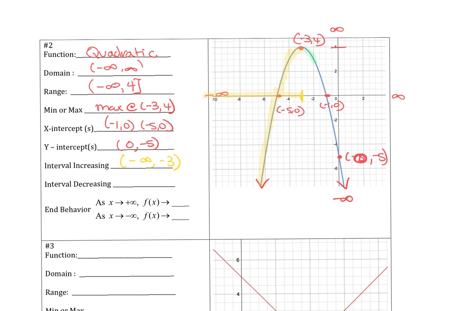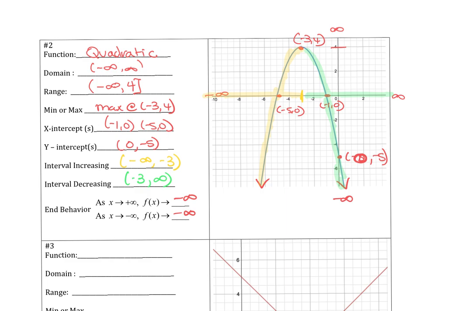And this is where my y values are decreasing, and that's happening here on my x-axis, from -3 to positive infinity. Notice the parentheses at -3, because at -3 on one side my values are increasing, and on the other side they're decreasing. They're not doing the same thing on both sides, so it's going to be parentheses. And then my end behavior: as x goes to infinity, my y's are going down forever, and as x goes to negative infinity, my y's are going down forever.